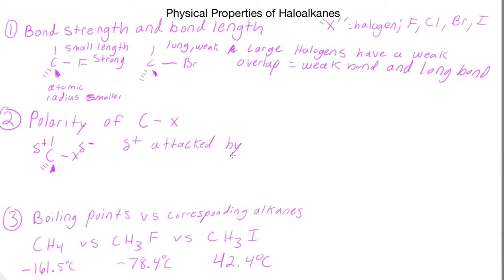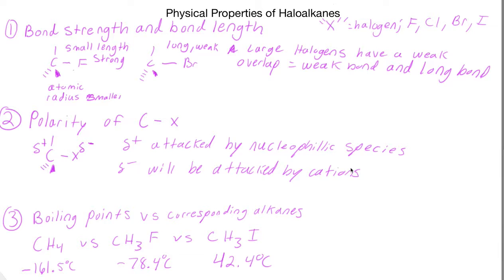So I'll write delta plus attacked by nucleophilic species, while the delta minus will be attacked by cations.